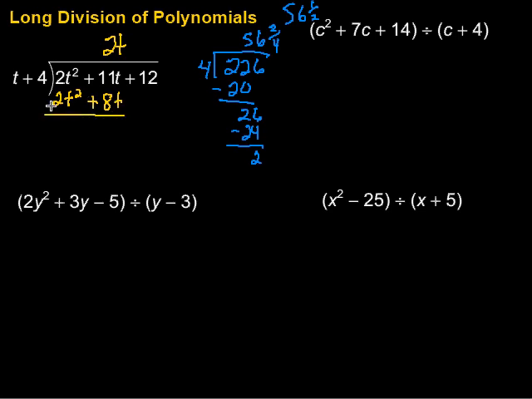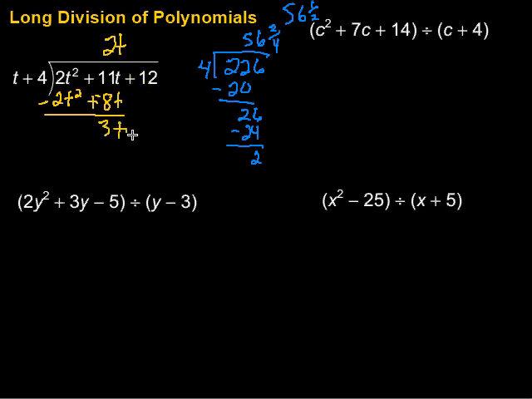Okay, then we're going to subtract. Now, when we get into some numbers that have some negatives floating around in here, it can be easy to lose track of exactly what we're doing. So what I like to do is just distribute a negative through this. So this becomes negative 2t squared and negative 8t. Then I just add. So 2t squared minus 2t squared is 0. Then 11t minus 8t is going to be 3t.